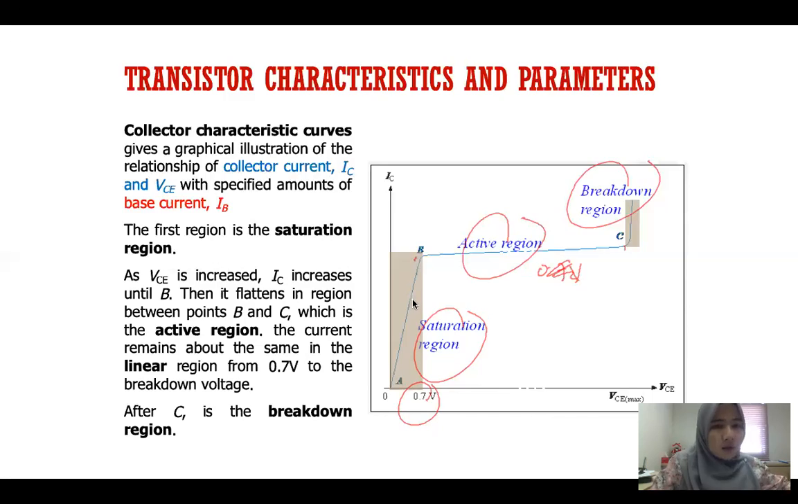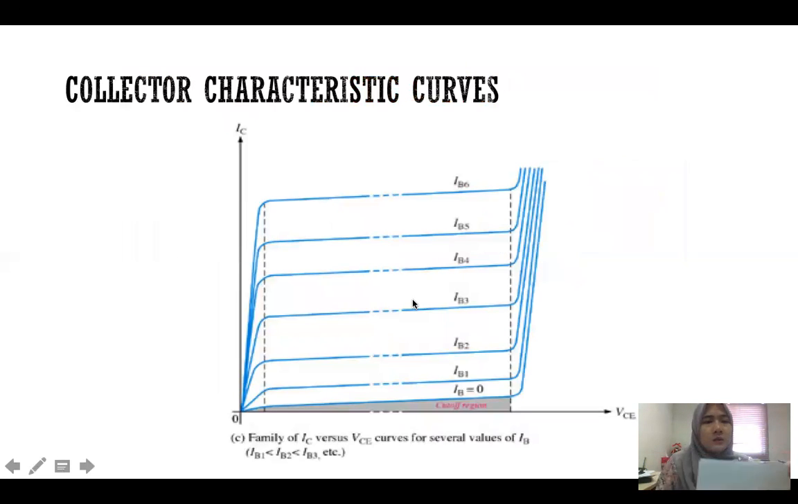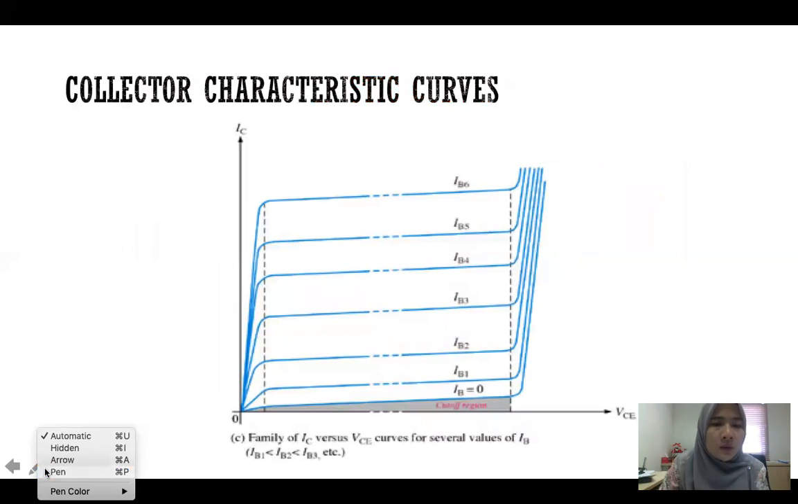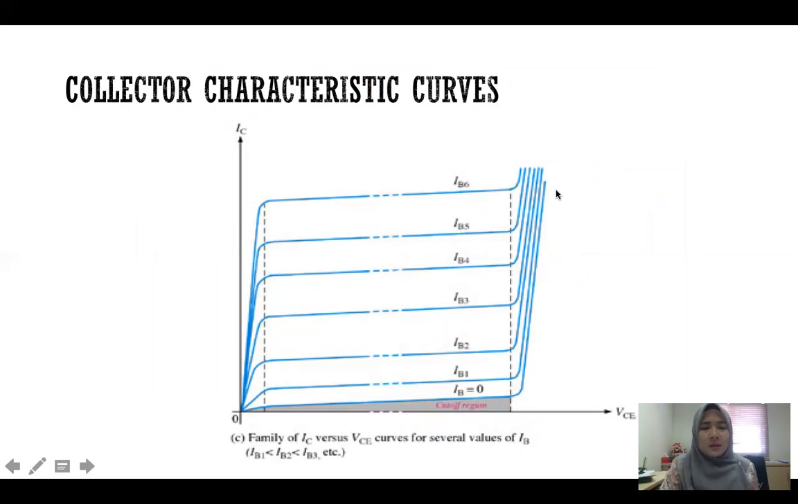And the last slide over here is the same collector characteristic curve. This is the saturation region, this is the active region, and this is the cutoff region and breakdown region, for different base current.